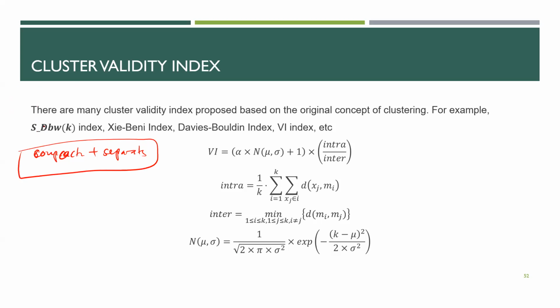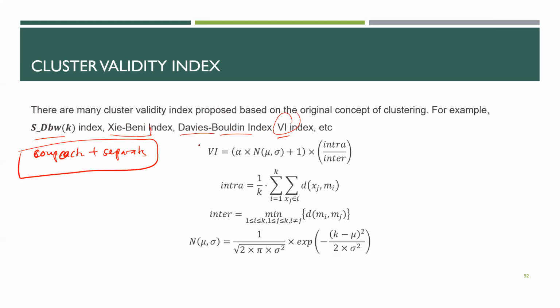For example, SW, SDBW, and then the Shebani index, which is the name of the one who proposed it, and the Davies-Bouldin index, also the name of the one who proposed it. VI index, and many more. If you search for cluster validity index, you will find there are so many. For example, the VI index.